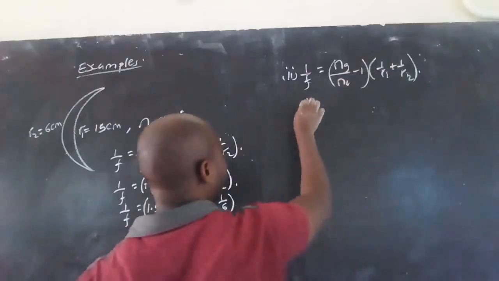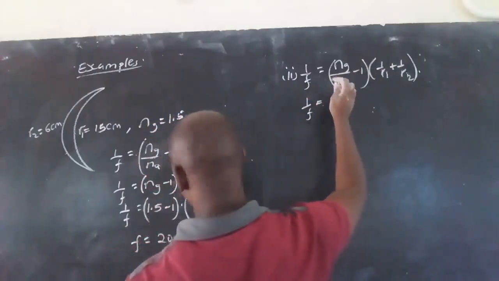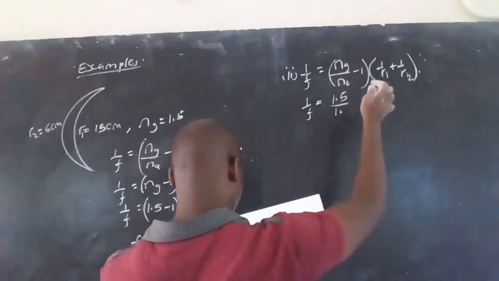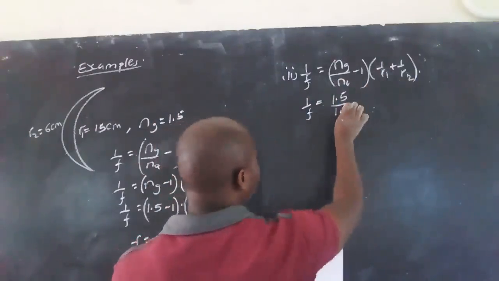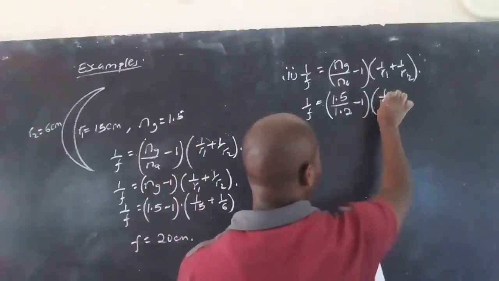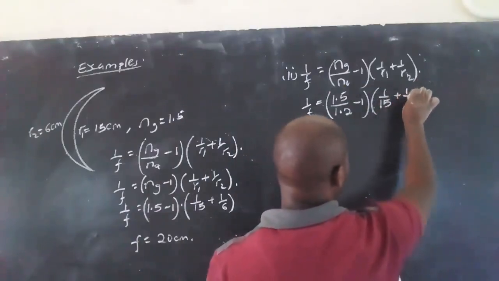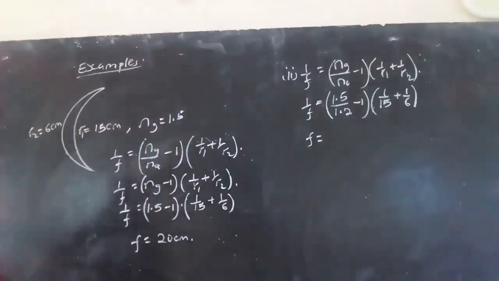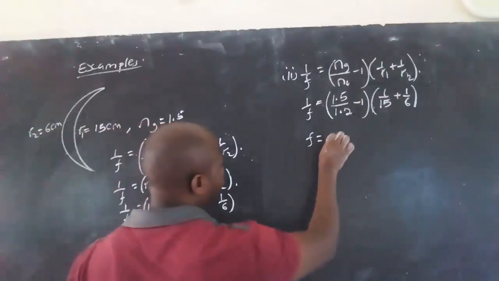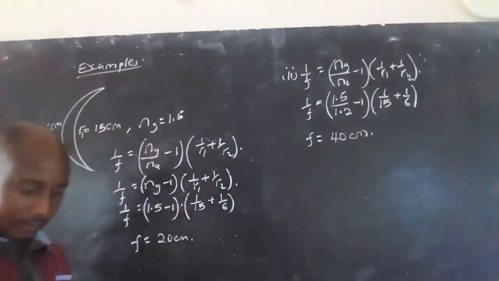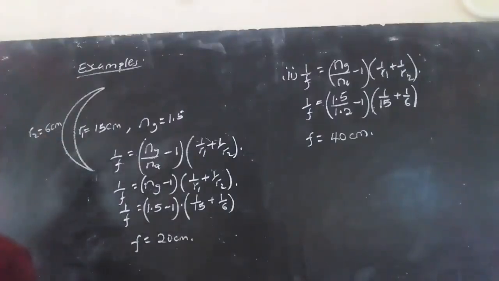So we substitute. 1 over F will now become 1.5 divided by 1.2, surrounded by liquid of effective index 1.2, minus 1, into 1 over 15 plus 1 over 6. So our F will now become, if you use a calculator properly, you'll be able to get your F as 40 centimeters. So that is part 1.